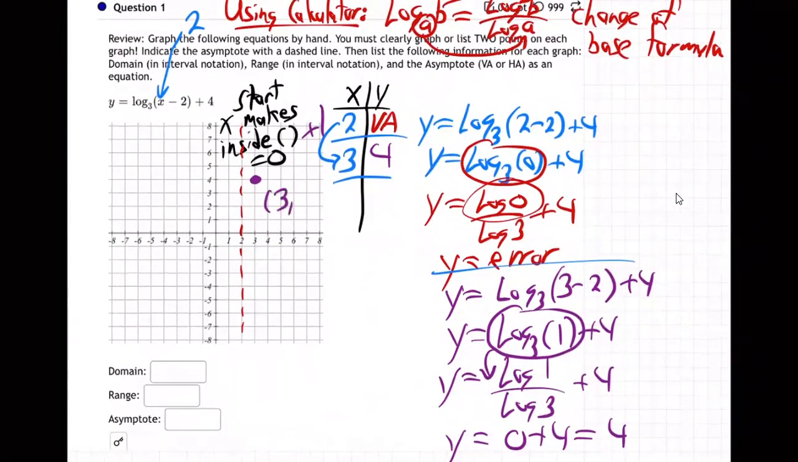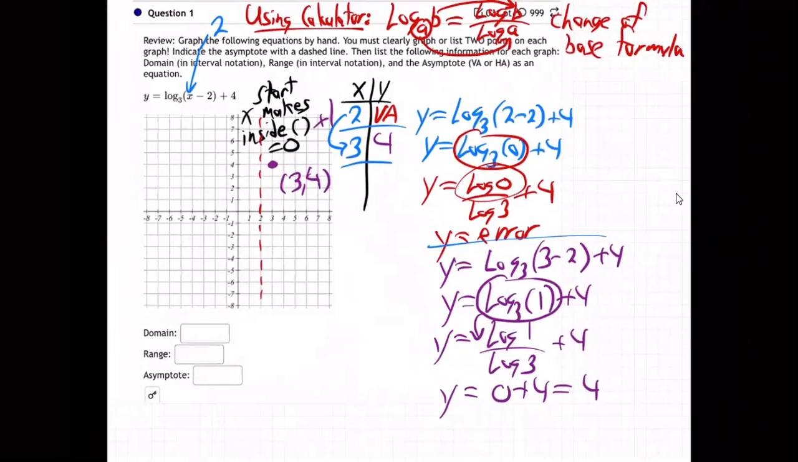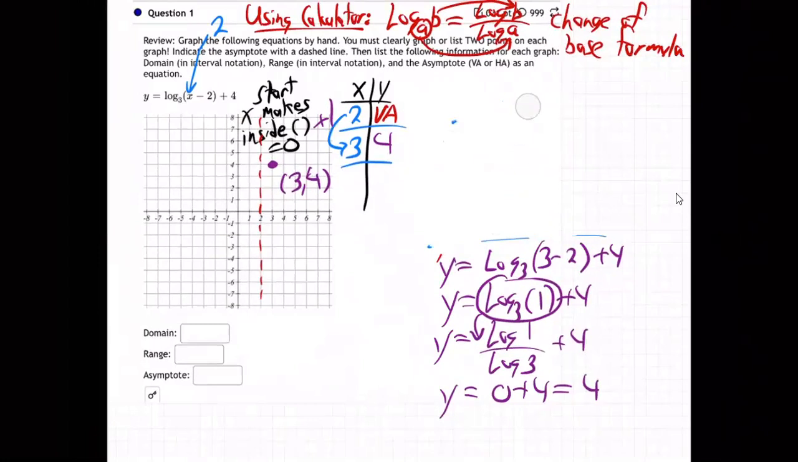Over 3, up 4. Okay, now we need one more dot. So we've got a vertical asymptote, and we've got one dot that's actually on the graph. So what do we do for our next dot? Well, what you could do is just add 1 again. I'll come up here and erase this stuff. It's not going to be a very nice point. Add 1 again, you go to 4.